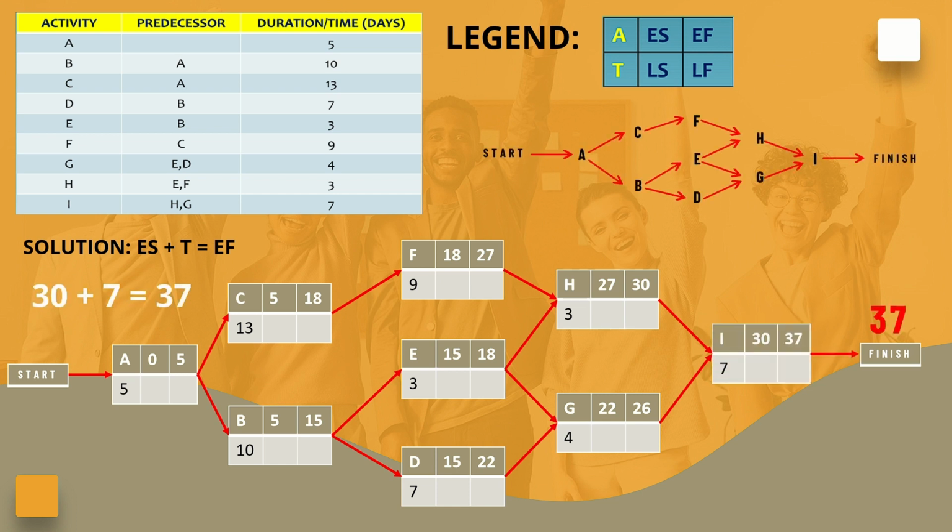Activity I depends on both activities G and H. Since activities G and H finish at times 26 and 30 respectively, activity I can start at the latest of these times, which is 30. With a duration of 7 days, the earliest finish time of activity I is 30 plus 7, which gives us 37.